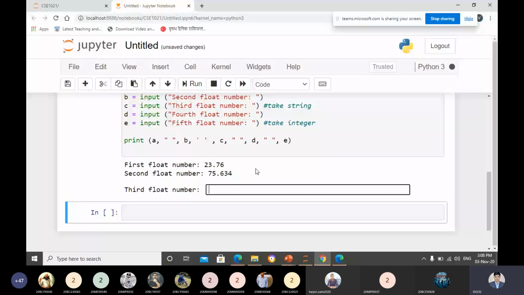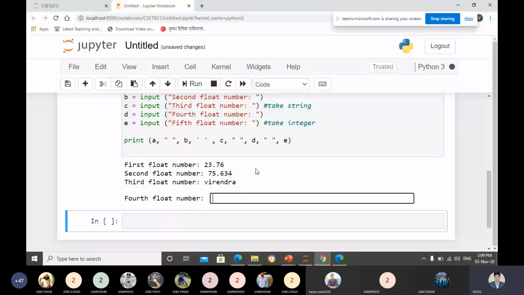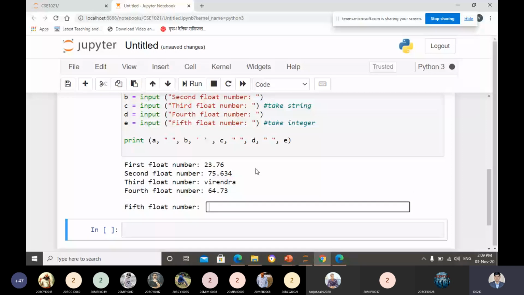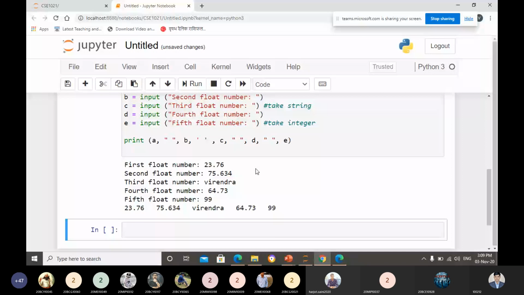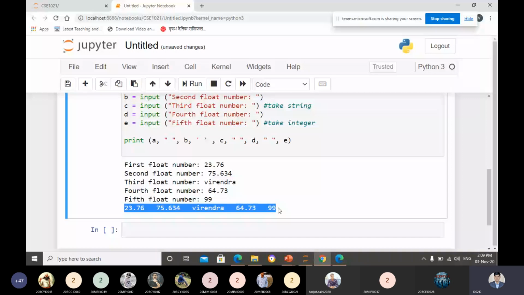It will take it, there's no error because by default input takes the data in the form of a string. For the fourth, whatever I want to print, I'm not taking float, I'm just taking only the integer. Now after printing there's no error, you can see it prints as it is. So the input function just takes the input in string format, and whenever we want to perform some operation on numerical values like 75.63 and 99, these values which are taken as strings must be converted into integer or float, whatever form they have.